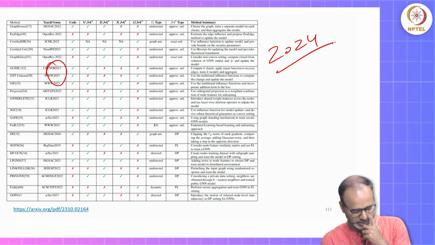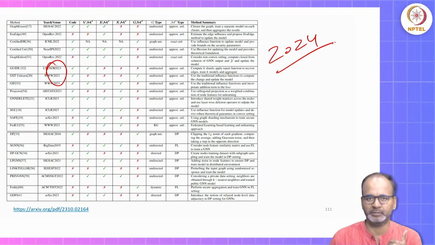So this is basically to show you the different unlearning methods and what they do: are they unlearning features, are they unlearning edges, are they unlearning nodes? That's what this table provides.